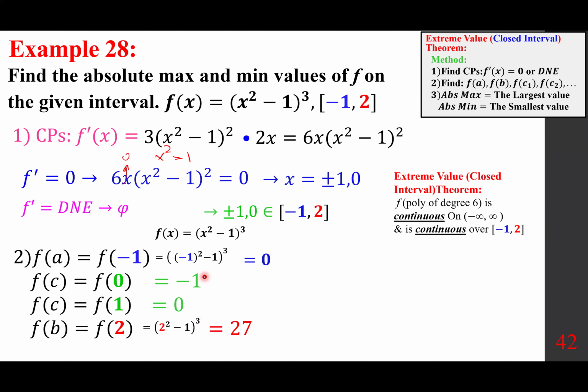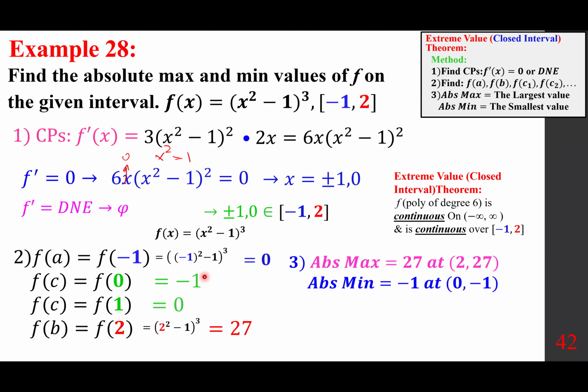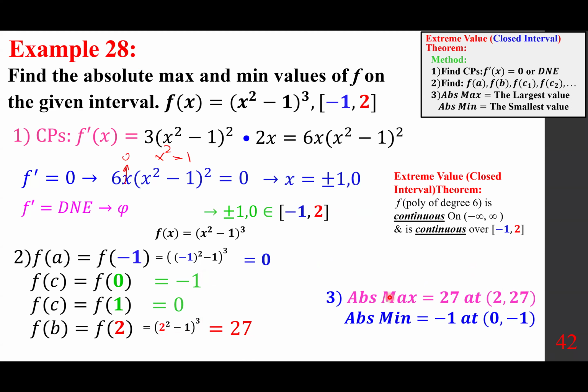Largest value, smallest value. So we write absolute maximum is equal to 27 at 2, 27. Absolute minimum is -1 at this pair, 0, negative 1.